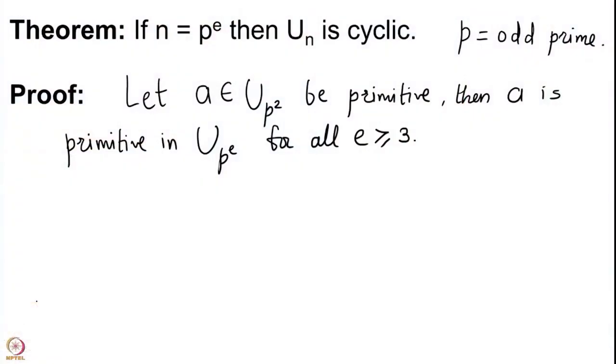When we looked at the case of U p square and we started with a primitive root modulo p, we had to deal with the possibility that the element will not remain primitive mod p square. There is no more such possibility. Any a which is primitive mod p square is going to remain primitive mod p power e for e bigger than or equal to 3. And the proof uses induction.